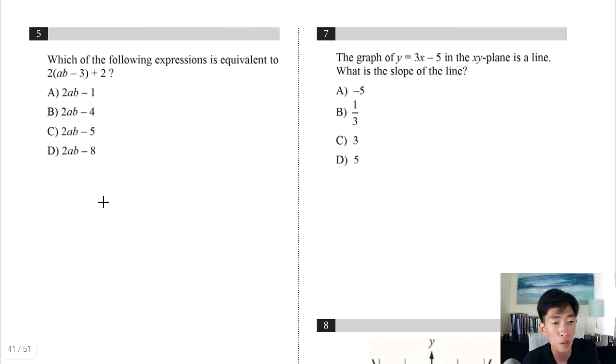Question 5. Which of the following expressions is equivalent to that? So really, you just have to multiply this out. Don't forget to distribute. So 2 times AB becomes 2AB. 2 times -3 becomes -6. And then we're going to add that to 2. So -6 plus 2 is obviously -4. And so it becomes 2AB minus 4. And B is your answer.